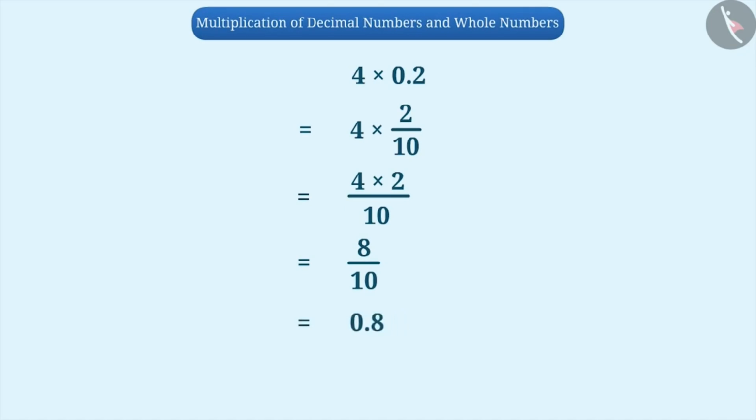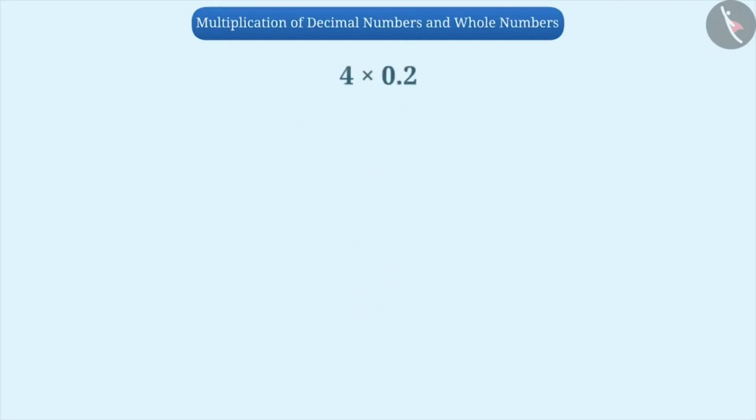There is one more interesting method to multiply decimals. In this method, we will write the numbers to be multiplied one below the other. Then, we will ignore the decimal point and multiply them the same way we multiply whole numbers. After finding the answer, we will count the number of digits after the decimal point in the given numbers to be multiplied. Since 4 is a whole number, there will be no digit after the decimal point.